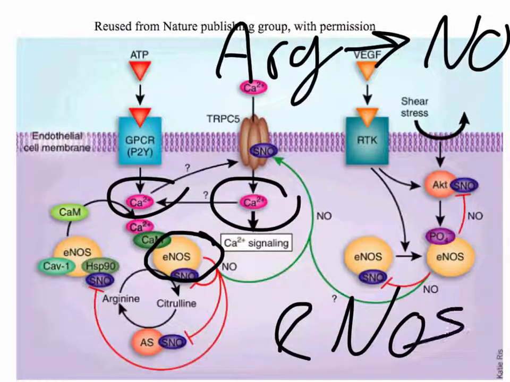And there's actually 3 different types of nitric oxide synthases. There's an iNOS, an eNOS, and an nNOS. But eNOS is what we're really worried about here.